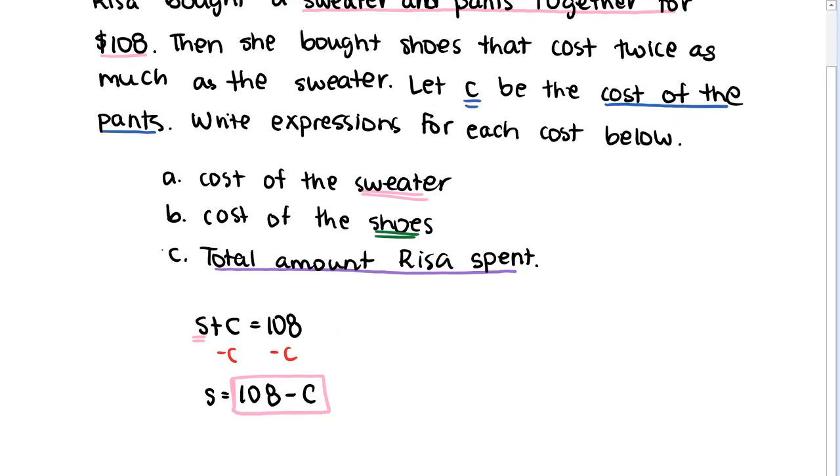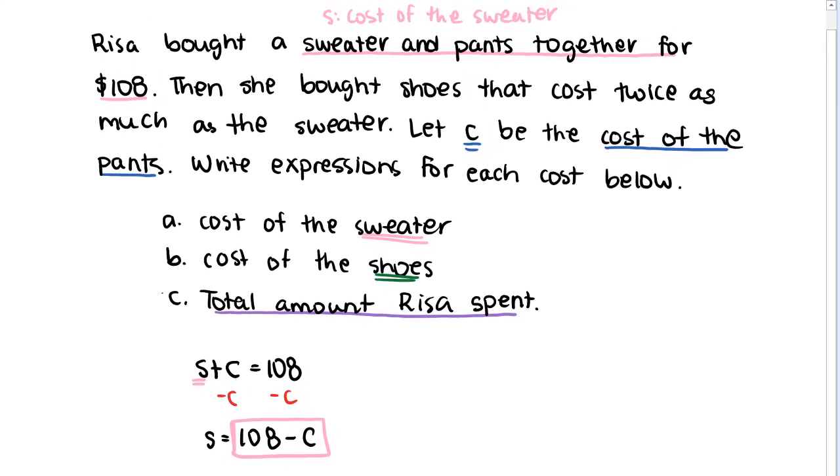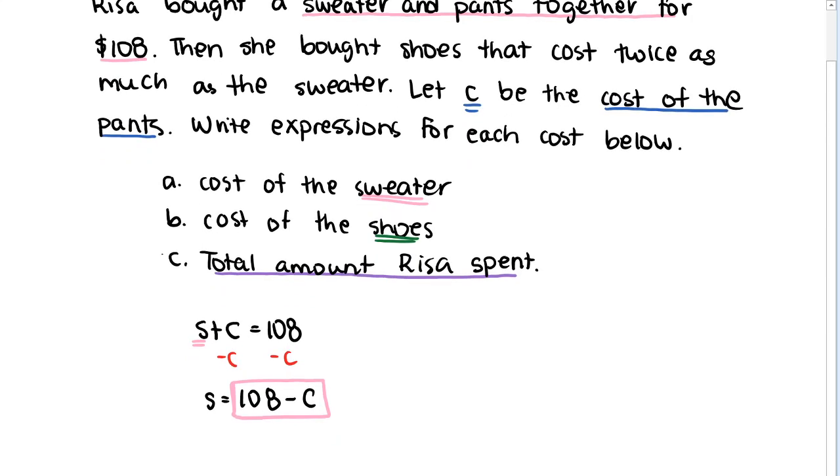And it should make sense, right? If Risa paid $108 for both of these things together, well, if I take away the cost of the pants, I'll just be left with the cost of the sweater. So $108 minus the cost of the pants is what she paid for the sweater. So S is equal to $108 minus the cost of the pants, minus C. So this is an expression for the cost of the sweater.